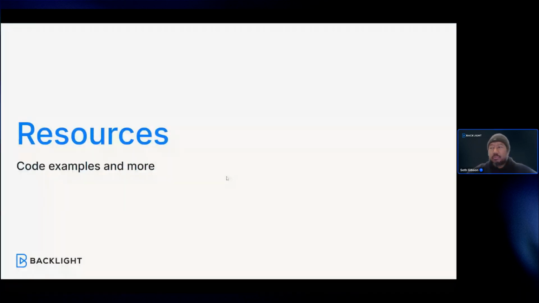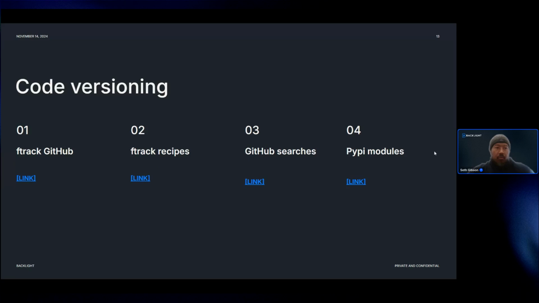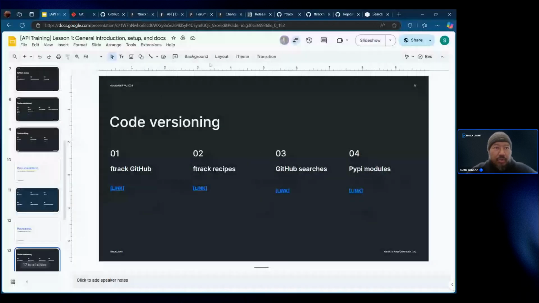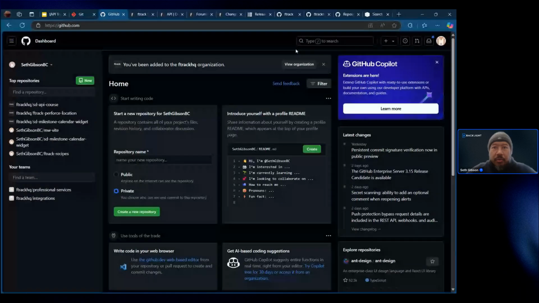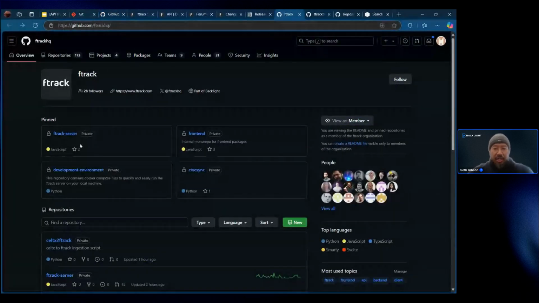So let's go into some specific resources, things like our Ftrack GitHub, our Ftrack recipes, and like I mentioned earlier, a couple specific repositories that might be useful for you folks who are really looking to start extending Ftrack and really make it your own. So we mentioned GitHub. We do have our own GitHub, and that is github.com/ftrackhq. So this is where pretty much everything that we're updating lives.